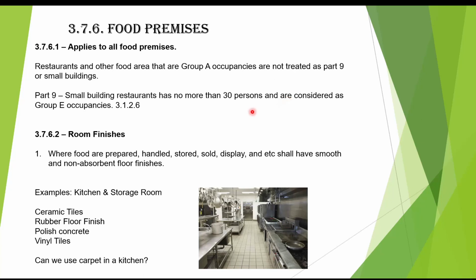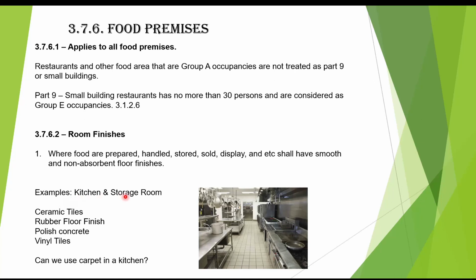Now 3.7.6.2, floor finishes. Where food is prepared, handled, stored, sold, displayed, and so on, shall have smooth and unobservant floor finishes, meaning that the floor cannot be bumpy or uneven in a kitchen, and it must be of, I would say, concrete or something like that, so that in case food spills from the table or from the stove or something, it must not be sucked into the floor.